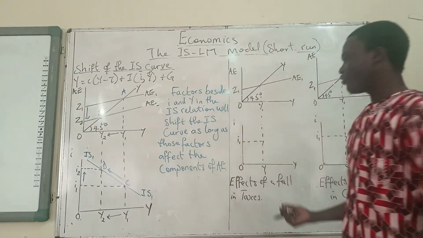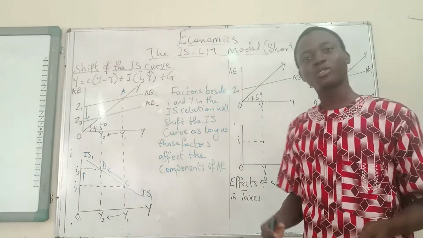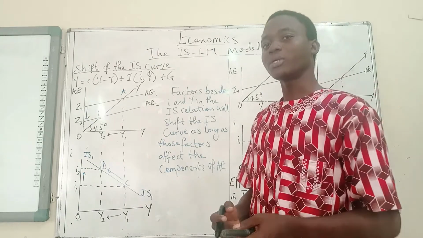So, the effect of a fall in taxes: a fall in taxes means a higher disposable income. It puts more money in the pockets of consumers.